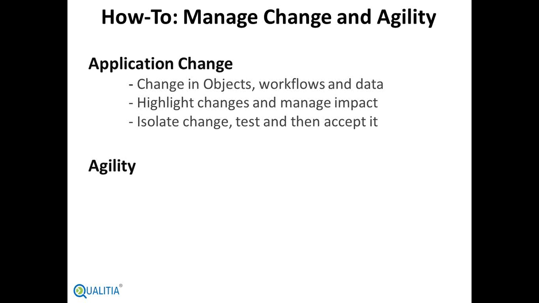So application change here, basically I'm talking about change in objects in data workflow, highlighting the changes and managing the impacts. Wherein any change that happens, you should be able to immediately arrest the change, highlight it, saying that okay, these are the test cases that are impacted, these are the objects that are impacted because of the change, right? This is the data that probably might need to be changed. If you have arrested the change in all these three different dimensions, you should be in a much better position to manage your test automation.